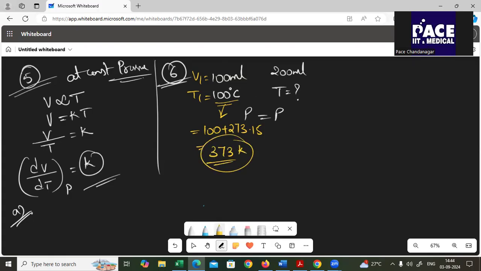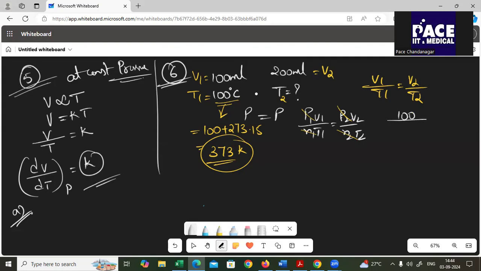That is your T1, and you have V2, T2, how much? So V1 by T1 equals V2 by T2, or in case you don't remember this, I want you to remember this, but yeah, in case, P1 V1 by N1 T1 equals P2 V2 by N2 T2. Here we are not changing the moles of the gas and we are not changing the pressure. So hence I am left with V1 by T1 equals V2 by T2. Now just substitute the values. V1 is 100 ml by T1 is 373 is equal to V2 is 200 ml by T2.